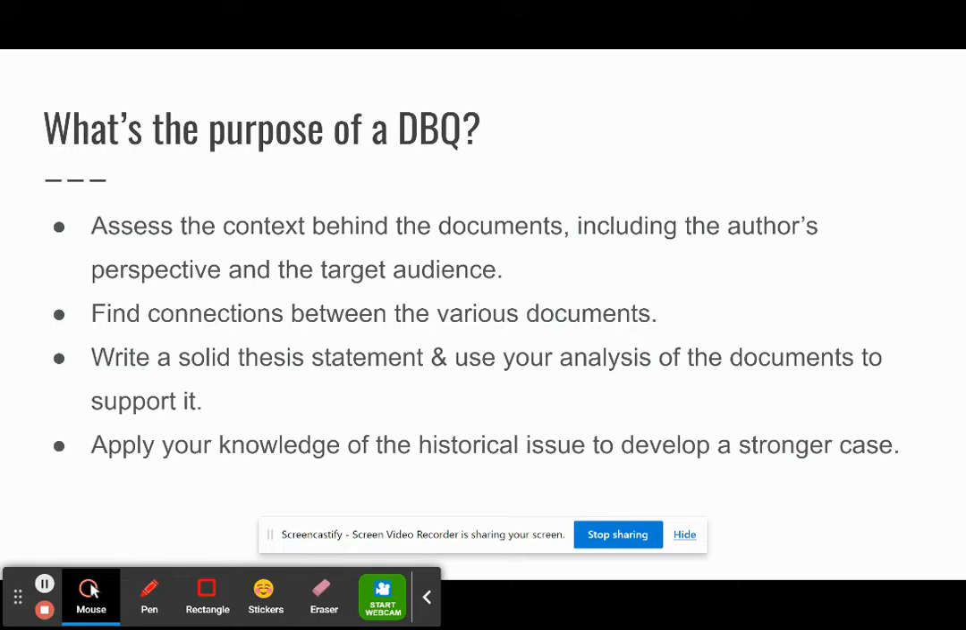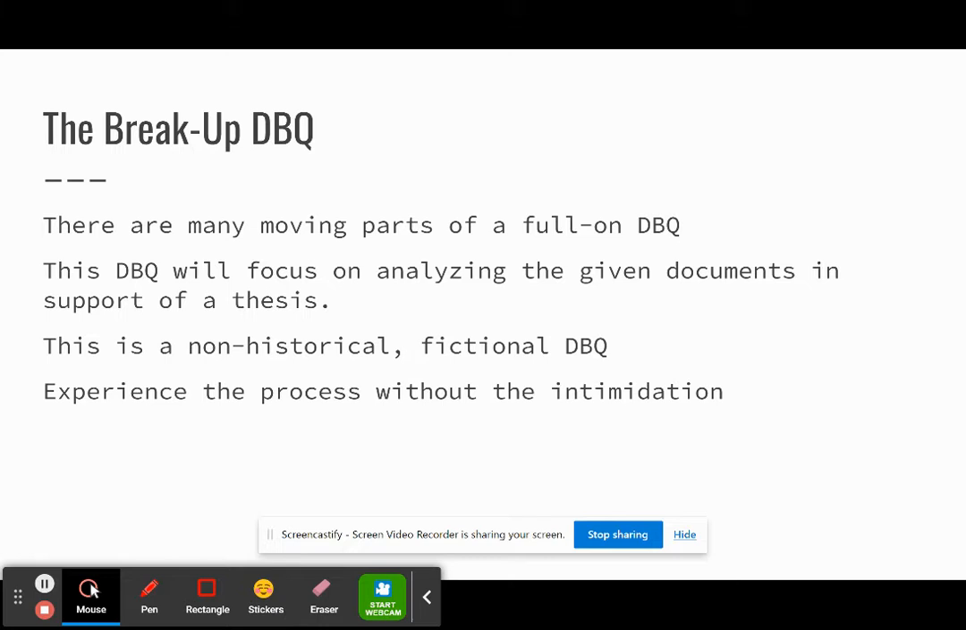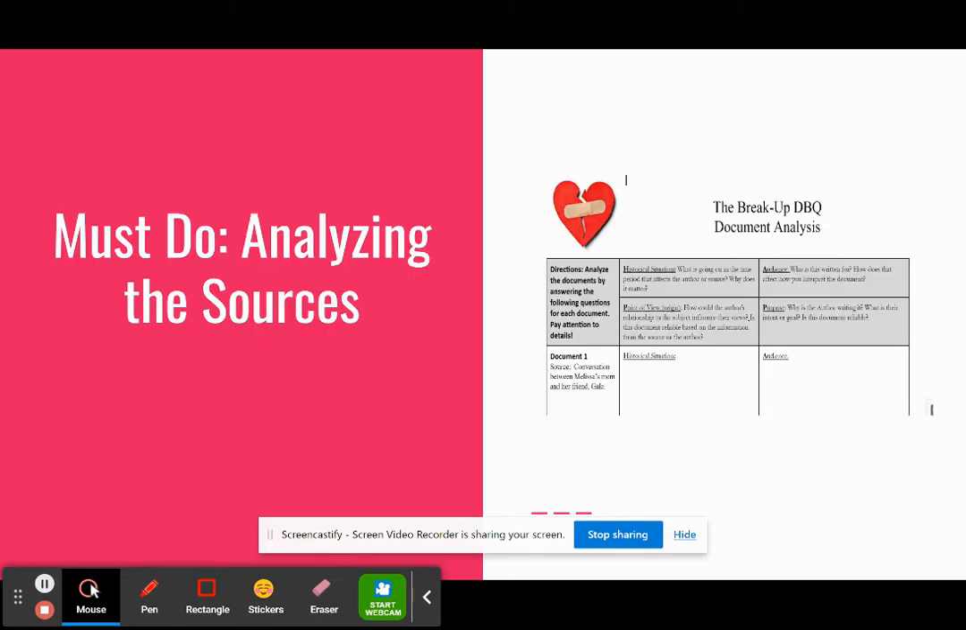So, document based questions are not just about reading the documents and spitting it back. You do have to understand a little bit about history and what's going on at the time in order to use those documents well. So there are many moving parts to a full-on DBQ. So this is going to focus on analyzing the given documents in support of a thesis. This is a non-historical fictional DBQ. So you get to experience the process without the intimidation.